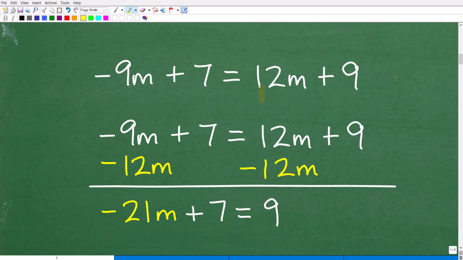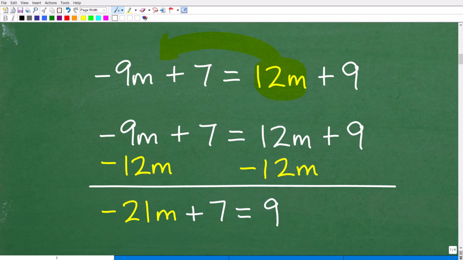So what I'm going to decide to do is I'm going to get this variable term over on the left-hand side. Remember I told you that all the variables have to be on the left-hand side, then all the numbers have to be on the right-hand side. You could do the numbers first, the variables second. Doesn't make a difference. I'm going to get this 12m over to the other side of the equation.